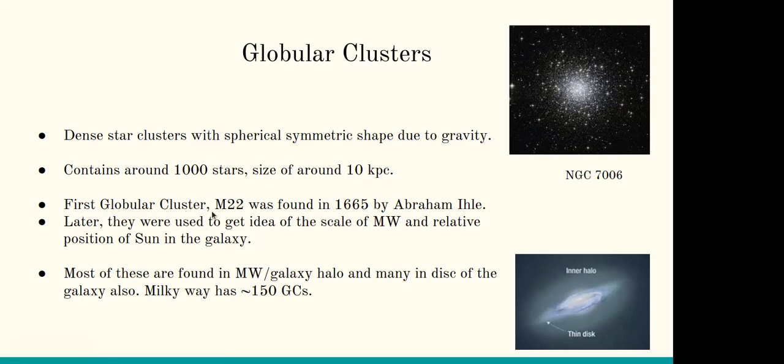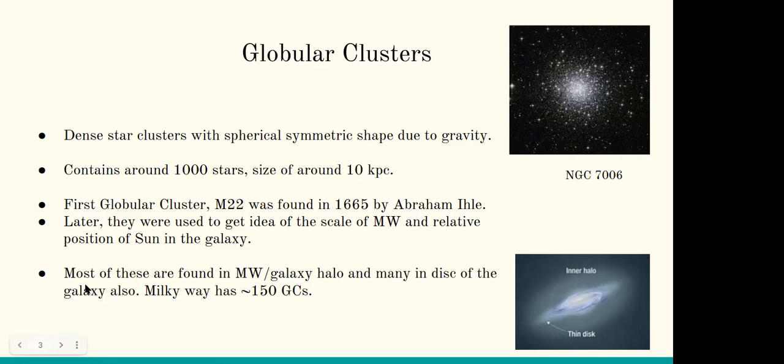The first globular cluster, now named M22, was found in 1665 by Abraham Ihle, and after that, in the 18th century, many globular clusters, about 60 to 70, were found around the Milky Way galaxy. Globular clusters were also used to get an idea of the scale and the relative position of the Sun in our galaxy. Basically, to get to know that the Sun was not at the center of our galaxy.